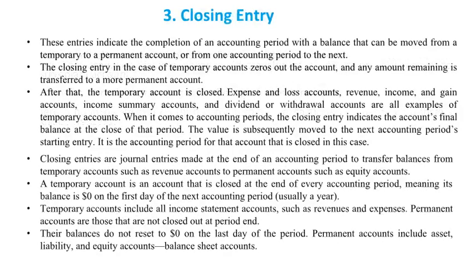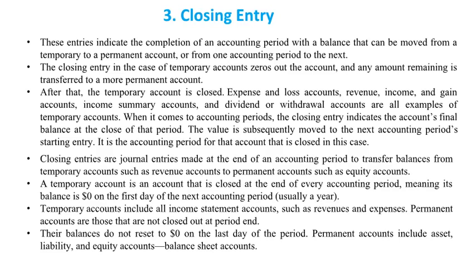Number 3 type of journal entry is closing entry. These entries indicate the completion of an accounting period with a balance that can be moved from a temporary to a permanent account, or from one accounting period to the next. The closing entry in the case of temporary accounts zeroes out the account, and any amount remaining is transferred to a more permanent account. After that, the temporary account is closed.